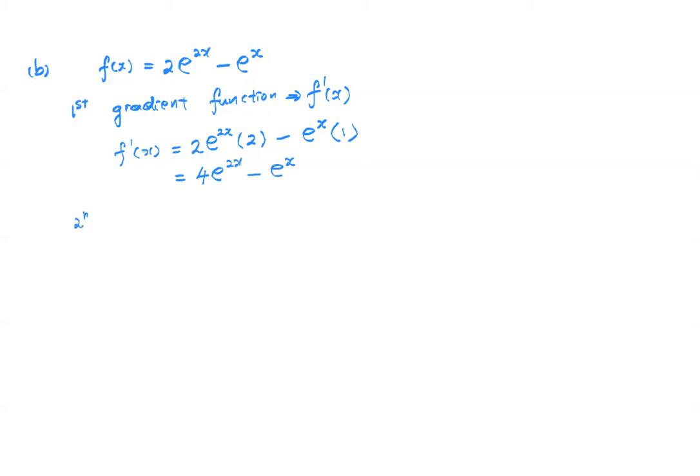So second step is, stationary, rate of change 0. Sorry, not stationary. They didn't say stationary, okay? Rate of change 0. That implies f'(x) = 0. So I have 4e^(2x) - e^x = 0. So now, do you know how to solve this?